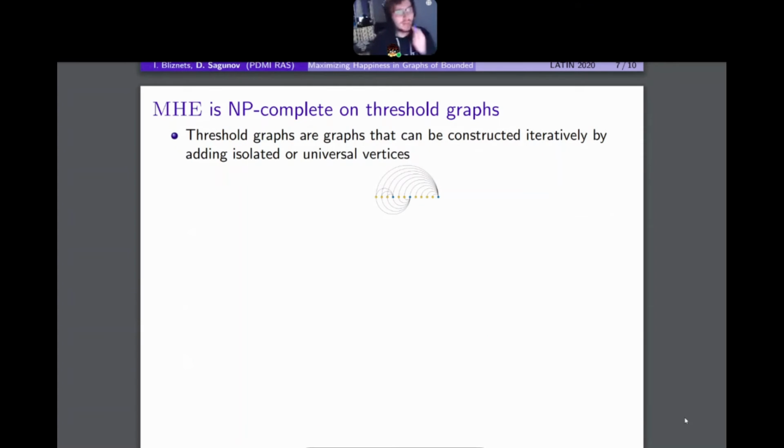Okay, so the hardness results. Hardness result for MHE on threshold graphs. First, threshold graphs you can see in the picture here. You can write it from left to right, and for each vertex you decide whether it is isolated or it is connected to each vertex to the left.